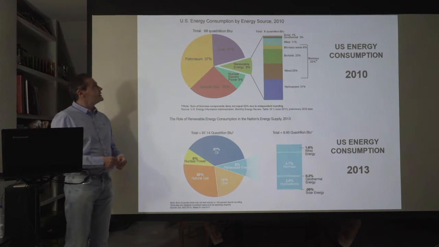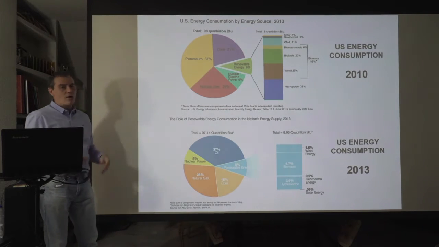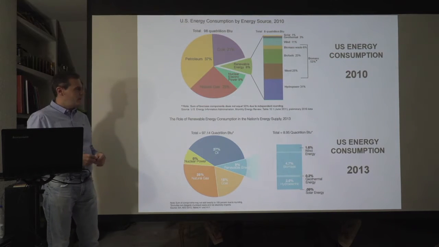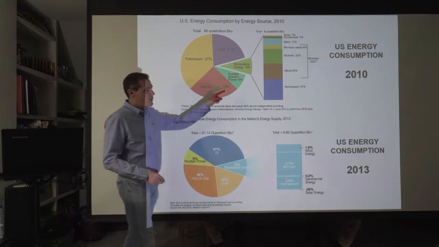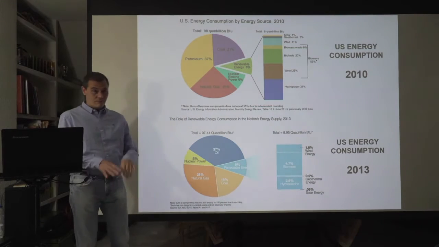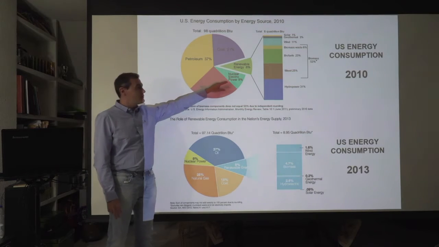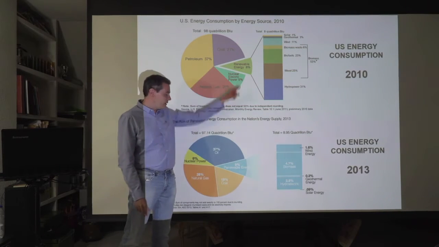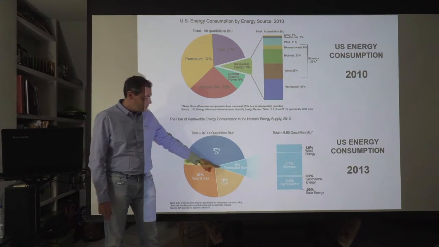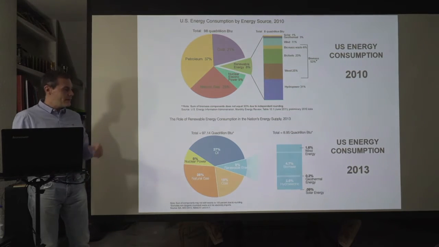What is this? This is the United States. We are narrowing down the scope, and now we are looking at the United States in 2010 and 2013. There's a trend in the world: we are increasing the renewable energy production. In 2010 it was 8%. In 2013 it was 9%. It's a very slow growth, but this is a trend.